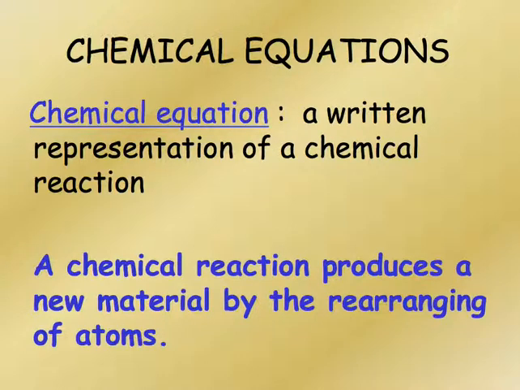So our next section to discuss is chemical equations. A chemical equation is a written representation of a chemical reaction. A chemical reaction produces a new material by rearrangement of atoms. That supports our chemical changes, and we want to express how those changes occur through the equation.